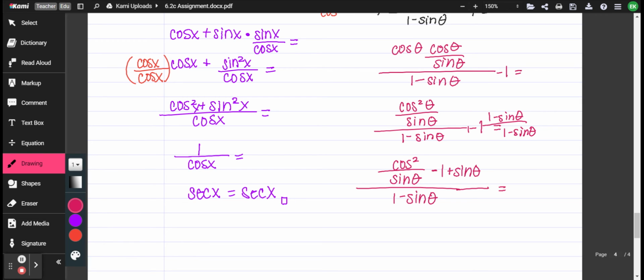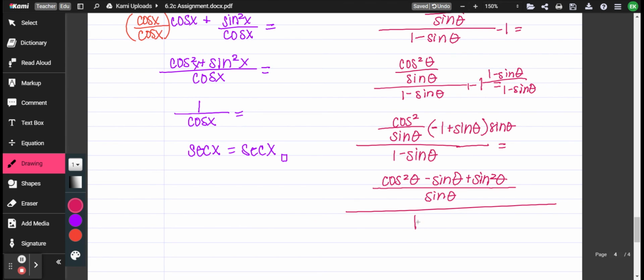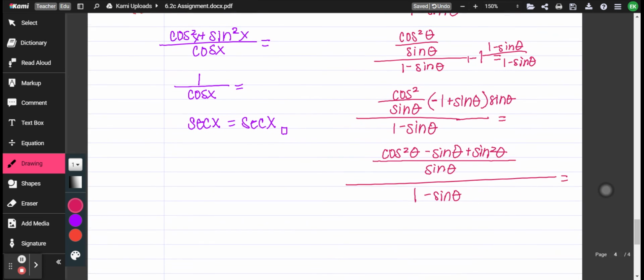Okay. Let's see. From here, what else do we want to do? Let's get a common denominator on the top, maybe, and make this a sine theta. So I'm going to multiply the negative 1 times a sine theta, and I get negative sine theta plus sine squared all over sine, all over 1 minus sine. It's a little complicated here, but we're working through. That's what we need to do.